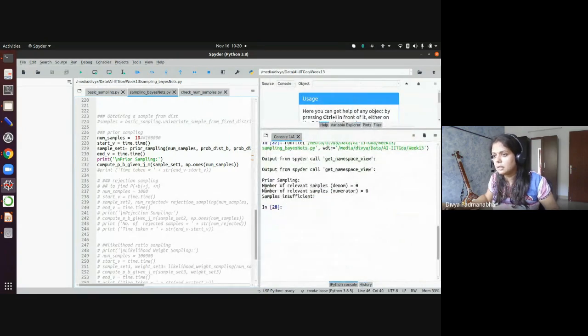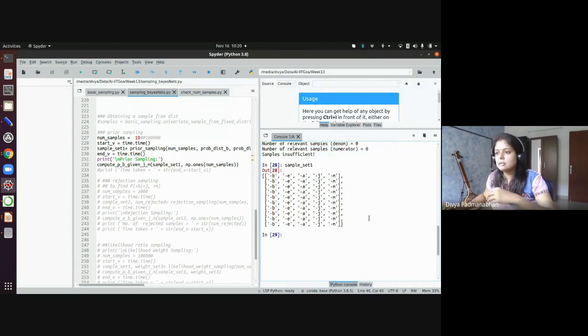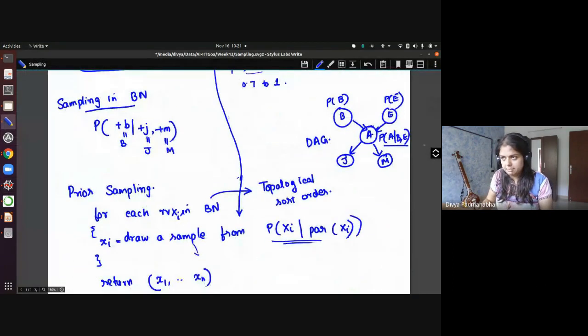So this is the output it gave. So what's going on here? Let's just see the sample set, the samples that were generated. You see, there are 10 samples generated, and this was the entire set of values. Somehow all these values were minus b, minus e, minus a, minus g, and minus m. Now, what I actually wanted to compute was probability of plus b given plus j and plus m.